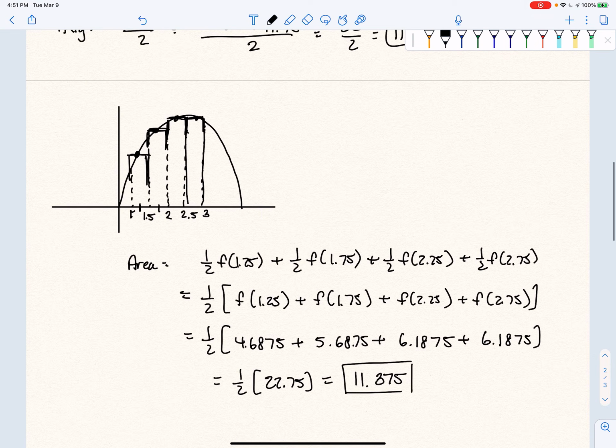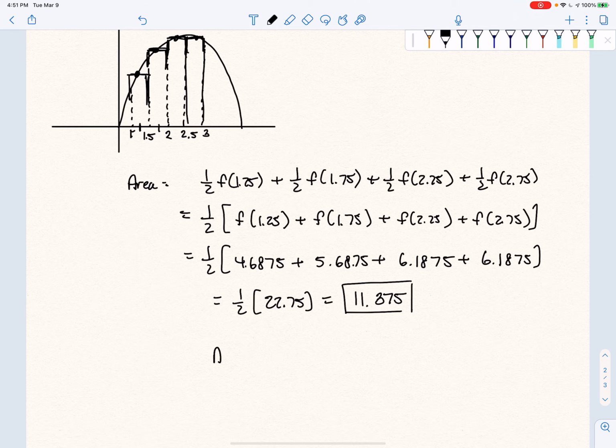So the question now is, what is the actual area and which one is closest? Well, let's see. I'm going to do this off to the side here because I don't want to give away the secret yet, because there is more calculus coming. So we have, hocus pocus and all that other stuff. And it looks like the actual area is 11 1/3. So that 11.375 is really, really close.